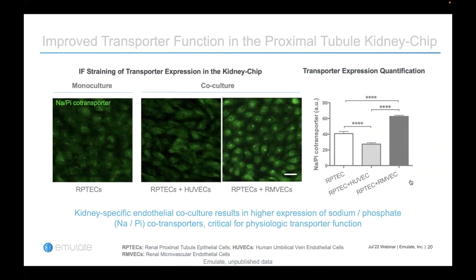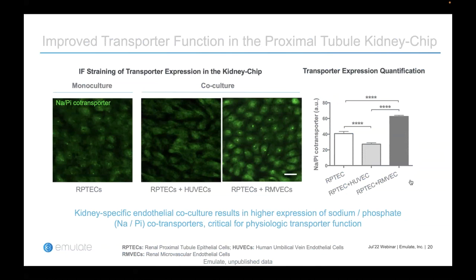But when you match these renal epithelial cells with a renal endothelial cell, you start to see that signaling occurring between those two cell types, and you see an improvement of the expression of that sodium phosphate transporter. Again, pointing towards a more functional epithelial biology.